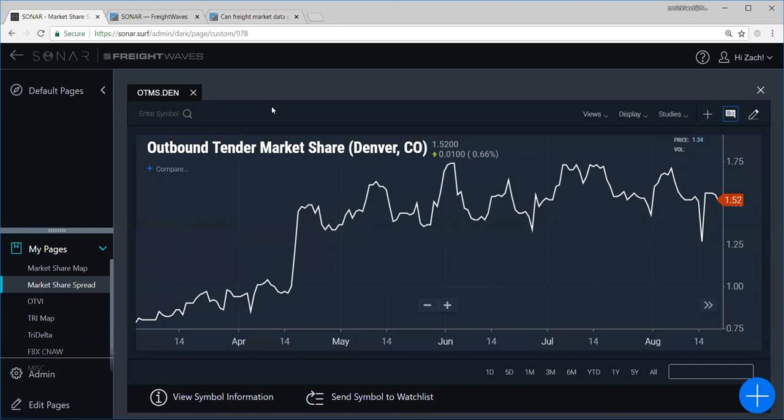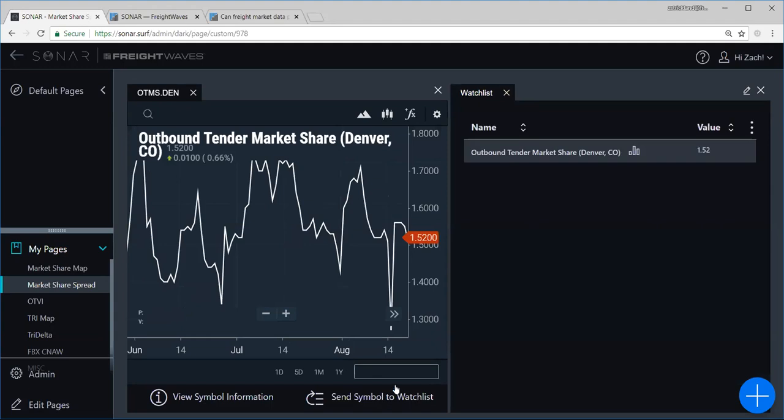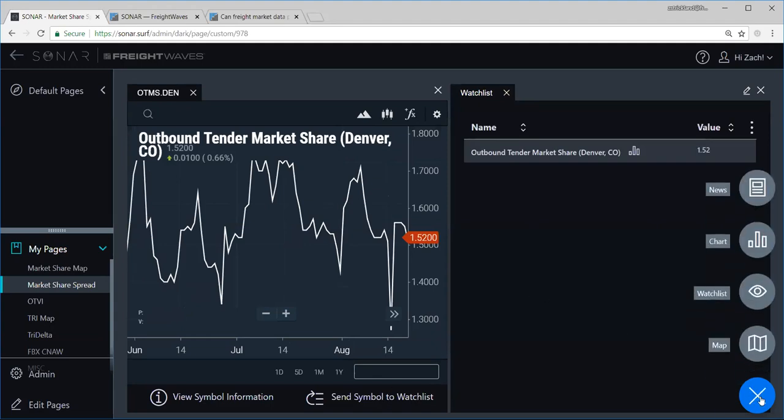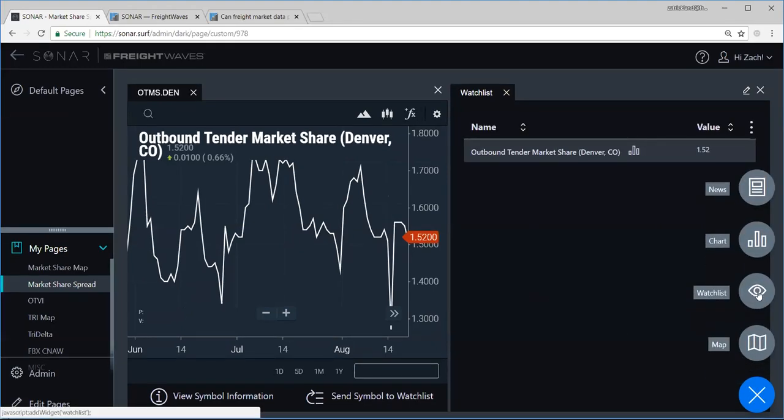In the meantime, if you're on Sonar and you do want to view in list form, you can create a watch list, which we haven't really spent a ton of time on in these webinars, but we can show you really quick how to create a watch list and what it would look like. So you can view and compare across all different data sets. There's a watch list right there with one.